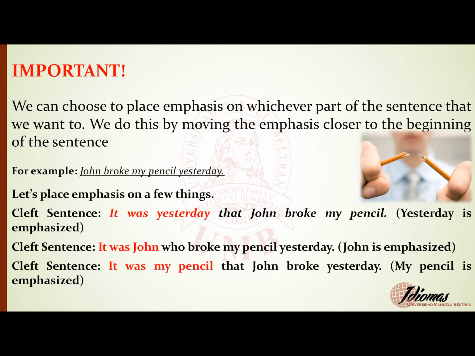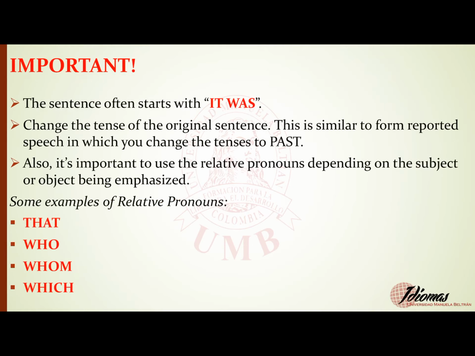It was John who broke my pencil. You see that we use the relative pronoun who. We use who here to refer to John, and who is only used when we refer to people. We can also use that, which is commonly used, but more often it's better to use who when we refer to people. We can use that or which when we refer to things.